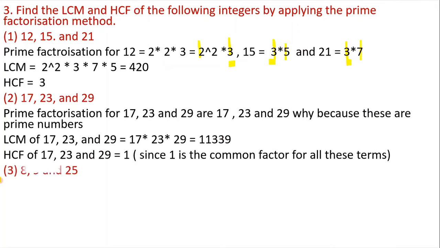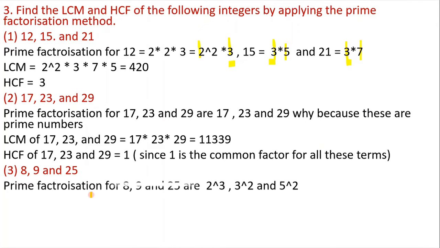Third problem. The given numbers are 8, 9 and 25. We know that the prime factorization for 8 is 2 power 3, for 9 it is 3 power 2, and for 25 it is 5 power 2. Here also, if you want to find HCF, we want to see the common factors among the three numbers, but it is clearly seen that there is no common prime factor. Hence the HCF is always treated as 1 in the case where there is no common prime factor.